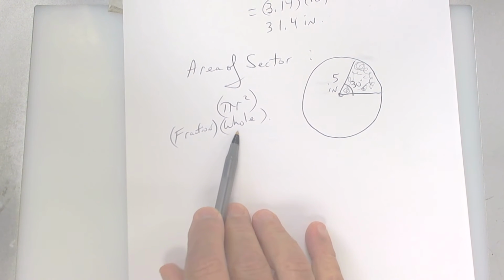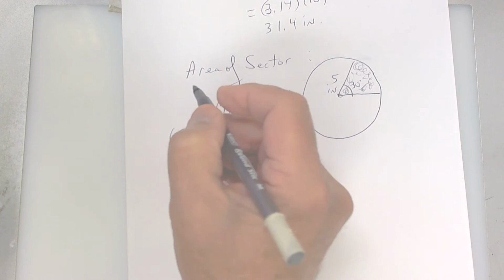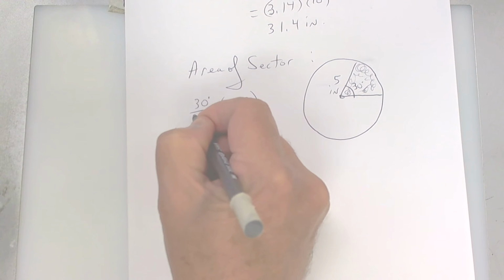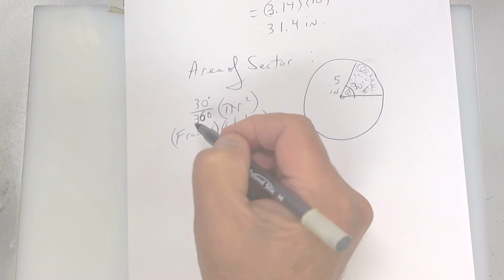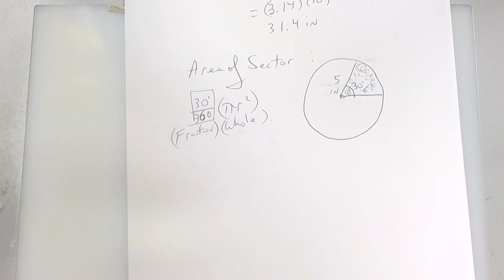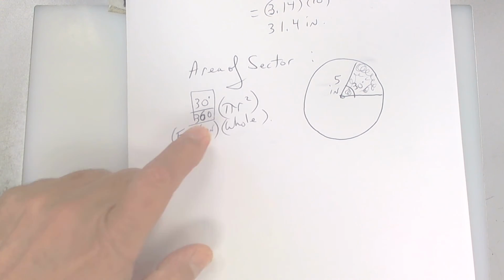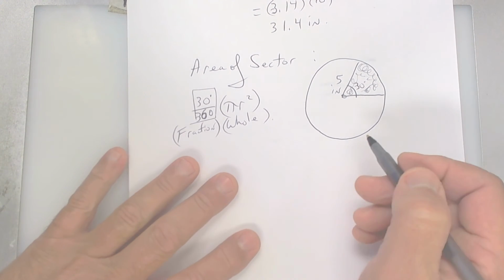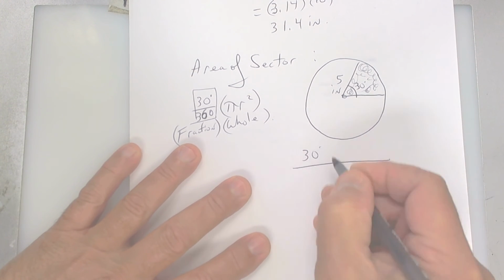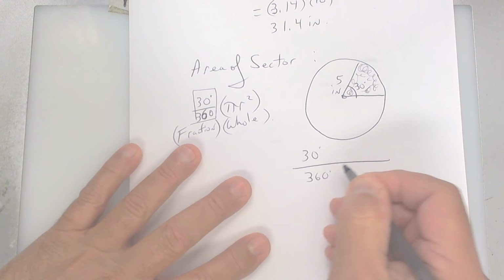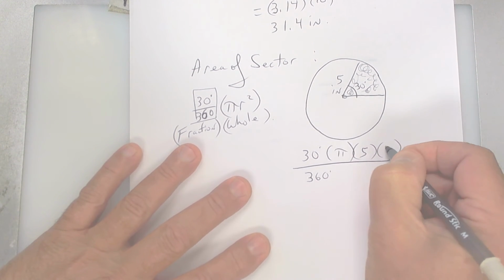So we're going to take a fraction of, which means multiply, a fraction of the whole circle. And the way you get that fraction is the whole circle is 360 degrees. So you're going to use 30 degrees over 360 times the whole circle. Okay? So there's the formula. It is a fraction times the whole thing. Now let's work this one. So the fraction is going to be 30 divided by 360 times pi times the radius squared.